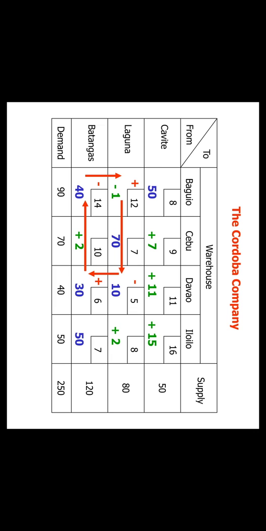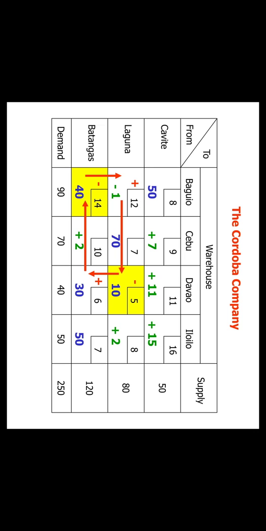Then we isolate those cells in our closed path where we have assigned the negative symbols, and identify which one contains the least number of shipping units assigned to it. So between a value of 40 versus a value of 10, we take the value 10 and apply it to the symbols that we have assigned to the corners of your closed path. So that means for the cell Laguna to Baguio, it would now contain a value of 10 in the next tableau.